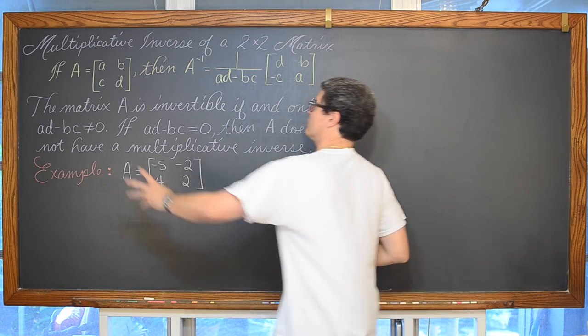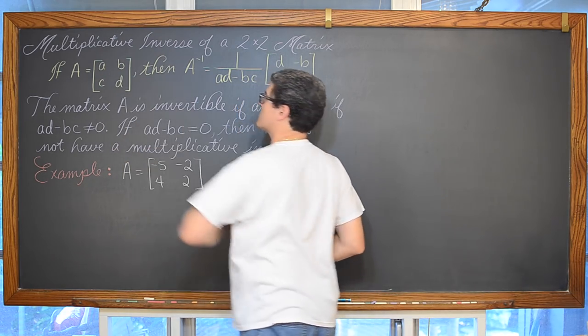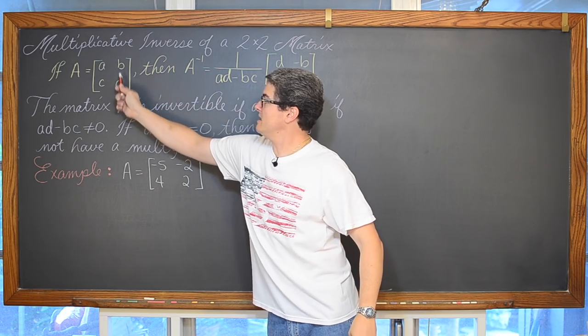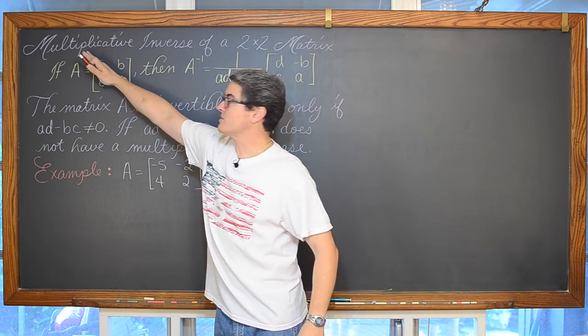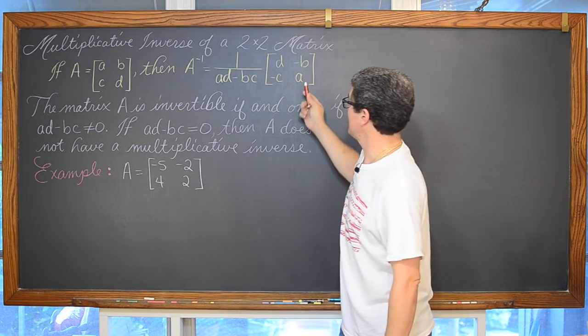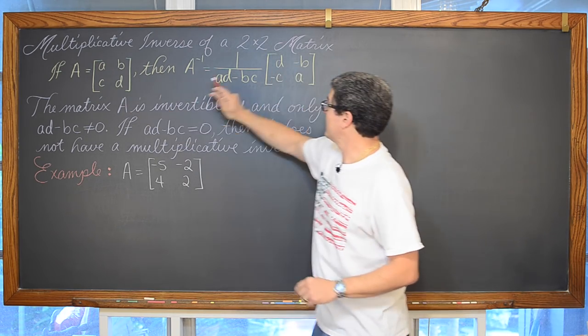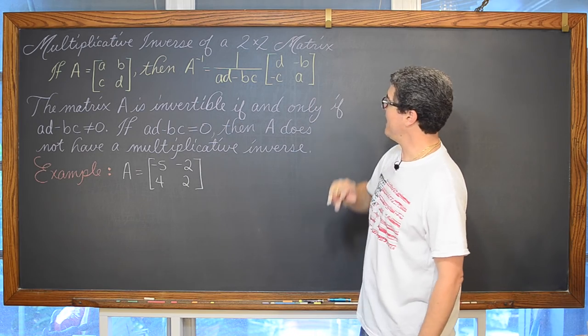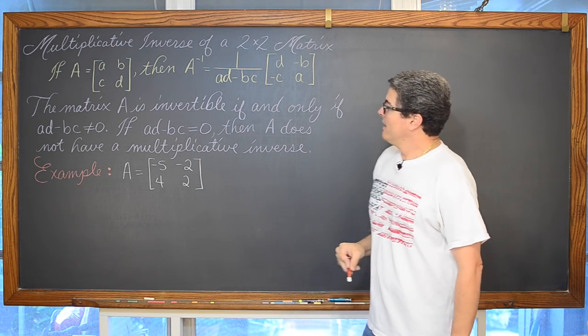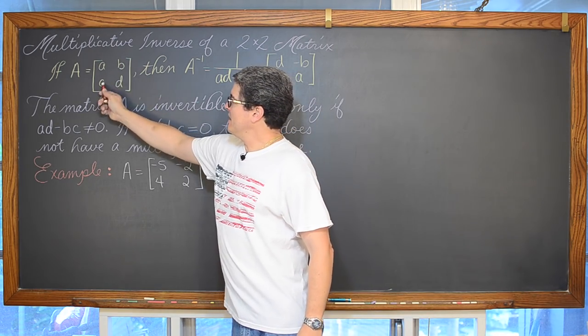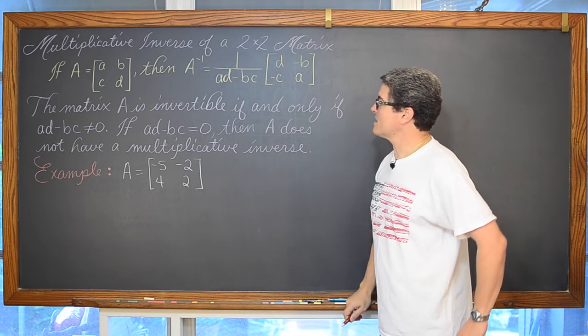And then we're going to change the sign and the position of some of these elements. A and D, on the down to the right diagonal, are just going to change position. So you see that D is in the bottom right-hand corner, but now it's in the upper left, and A is where D used to be. And we're going to take these elements B and C and simply change the sign.